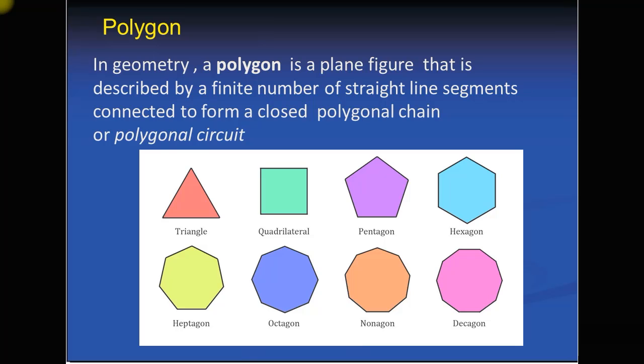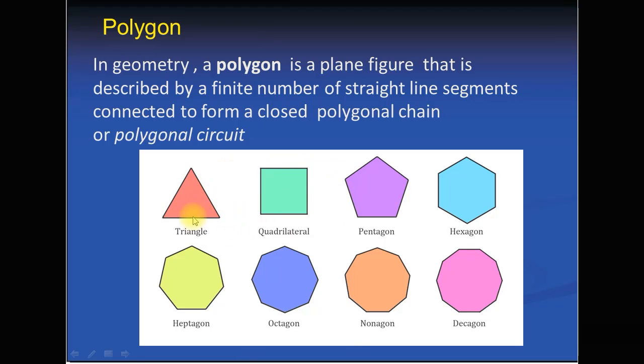But before discussing the different types of polygon, I want to tell you the definition of polygon. So first of all, note what a polygon is. In geometry, a polygon is a plane figure that is described by a finite number of straight line segments connected to form a closed polygonal chain or polygonal circuit. These are all polygon types.